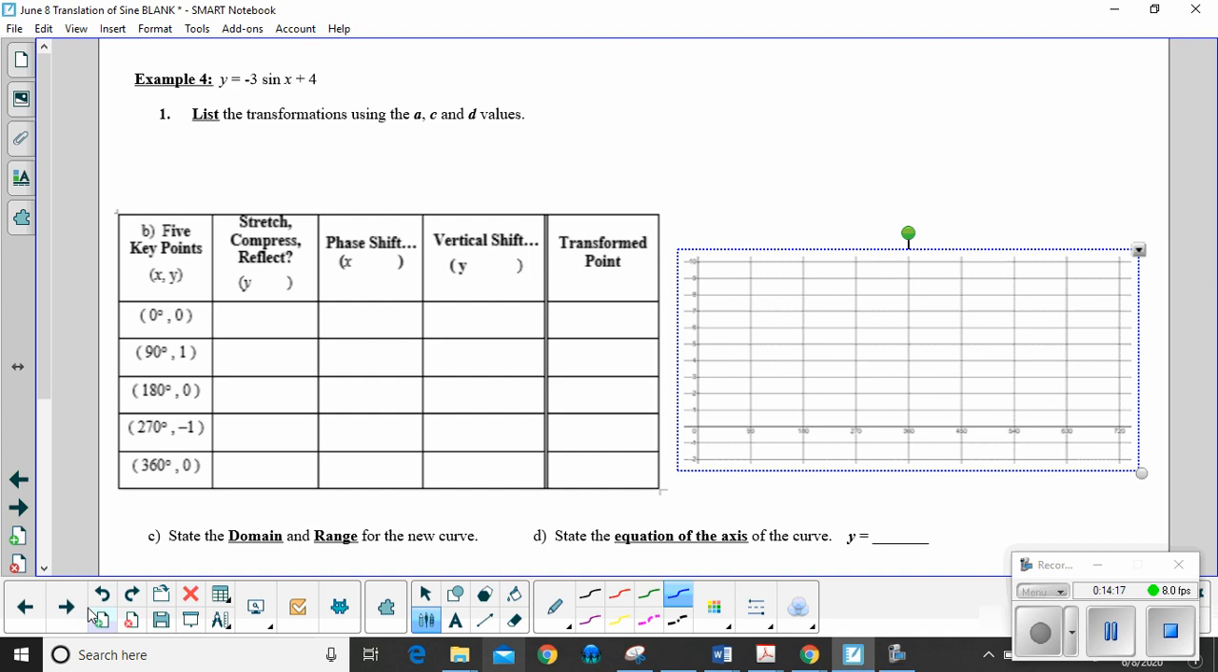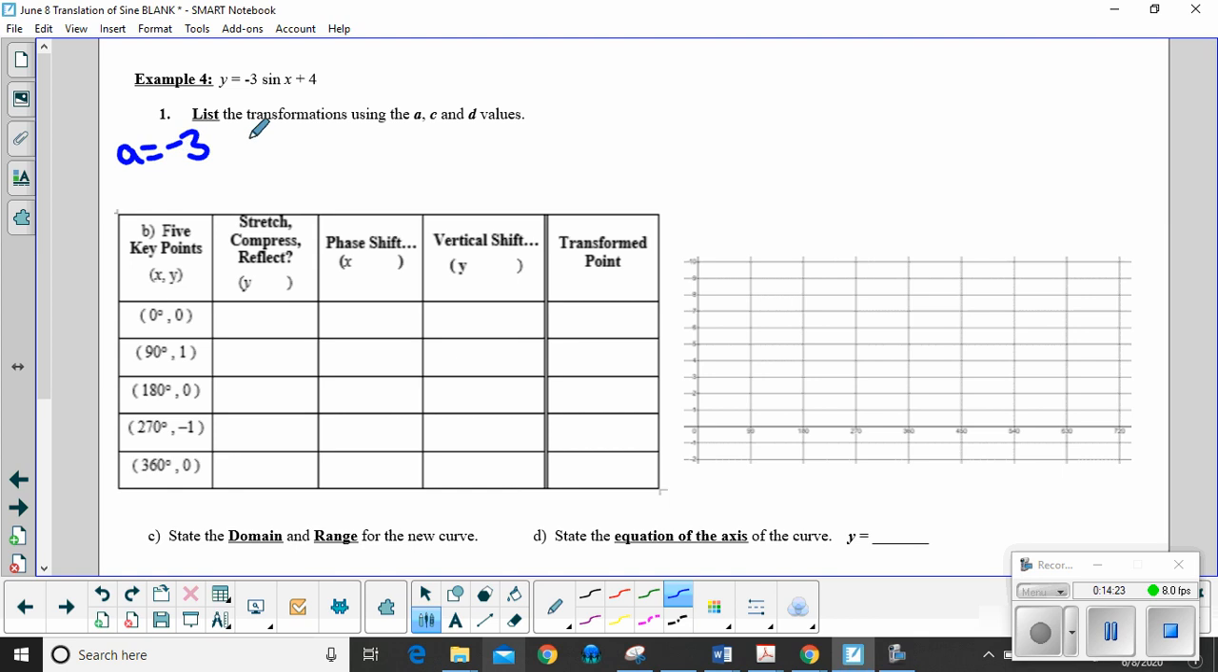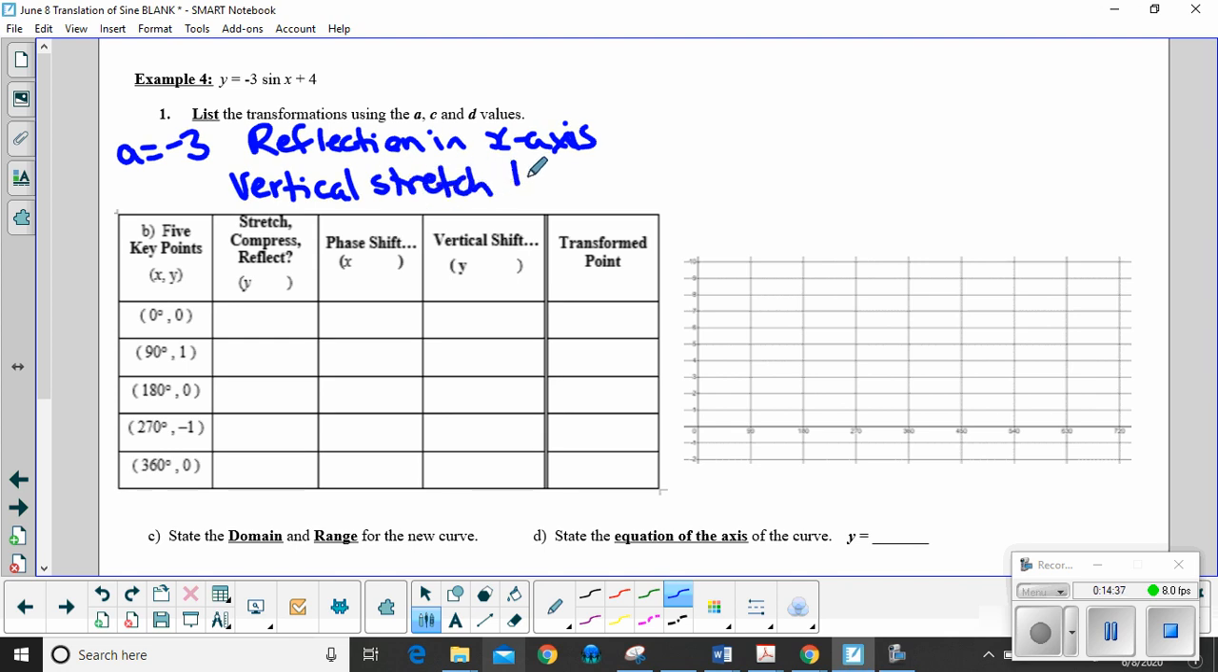Good! Almost done, folks. Let's do one that's got more than one thing in it. So here I have an a value of negative 3. So, negative, I now have a reflection in my x-axis, and I have a vertical stretch by a factor of 3. So both of these things I can take care of down here, because I'm going to take my y values and multiply them by negative 3.